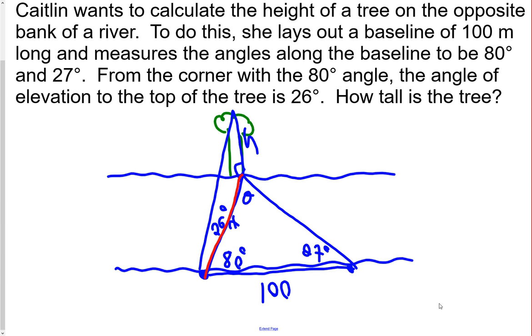Here's what that's going to look like. So I've got my baseline of 100 meters, where Caitlin walked back and forth. The lines that go across the river to the tree, these imaginary lines, have angles of 80 and 27. And then standing and looking up to the top of the tree has an angle of elevation of 26 degrees. And I want to find the height. Tricky. So I've put in some things for the stuff I don't know. I don't know that angle theta that's across the river there.